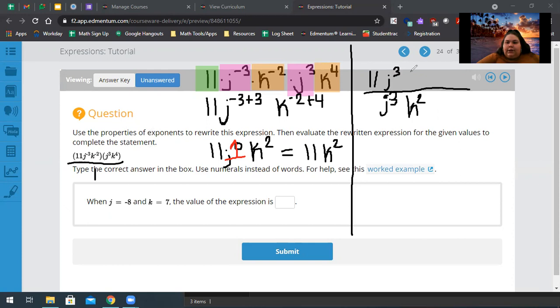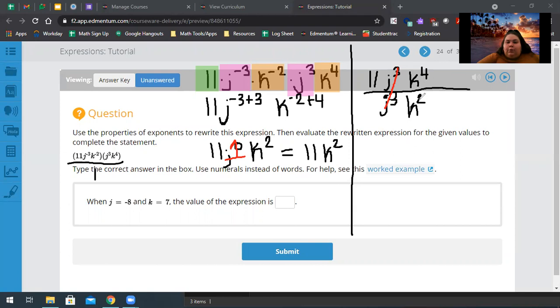So j to the third, k to the fourth. Now if we think about it, nothing to do with that 11. Do you see the j thirds? They're the same top and bottom. Again, that just gives you one, or you can say they cancel each other out. But again, that just gives you the value of 1.